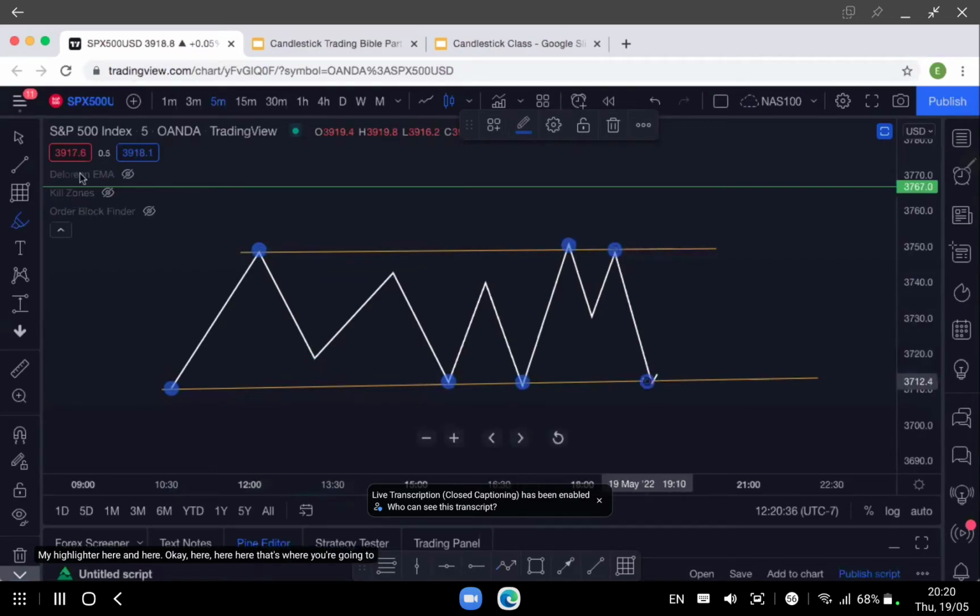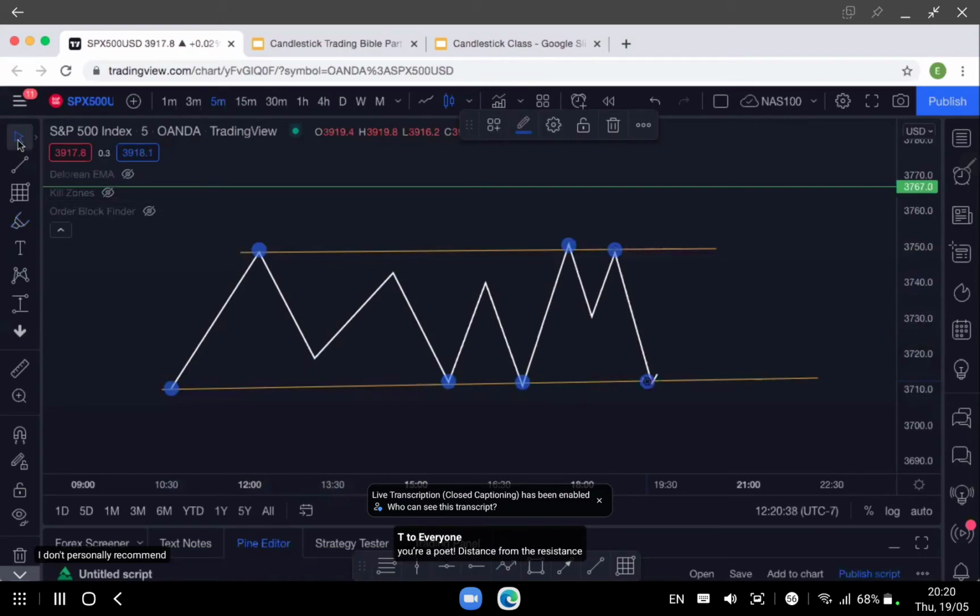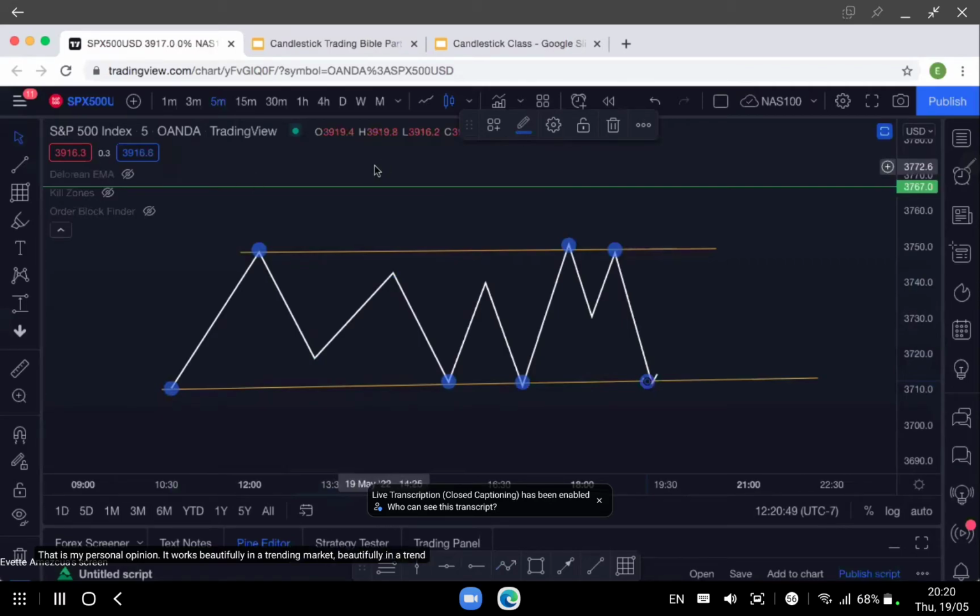That's where you're going to see them. I don't personally recommend ever using your patterns in consolidation. That is my personal opinion. It works beautifully in a trending market.